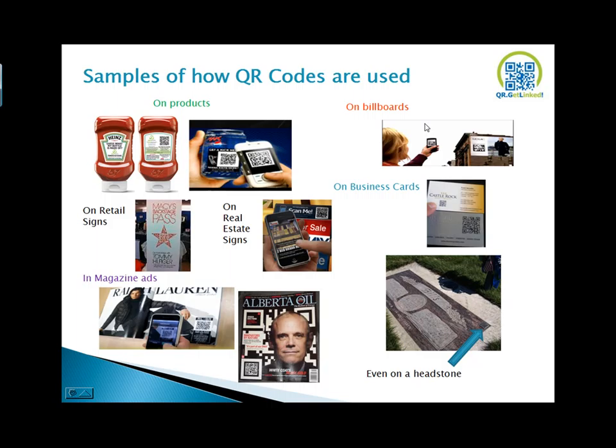Samples of how QR codes are used, and it's unlimited, but here's a few examples. On products, on retail signs, on real estate signs, in magazine ads, on bulletin boards, on business cards. As you can see the two cards there, the top one is the QR.GL that could be done as small as 5 millimeters if you want. An Android could possibly read it, but the best size for your business cards would probably be 10 millimeters by 10 millimeters. And here's a QR code, as you can see below, that is approximately an inch by 1 inch. Even on headstones you could see QR codes.